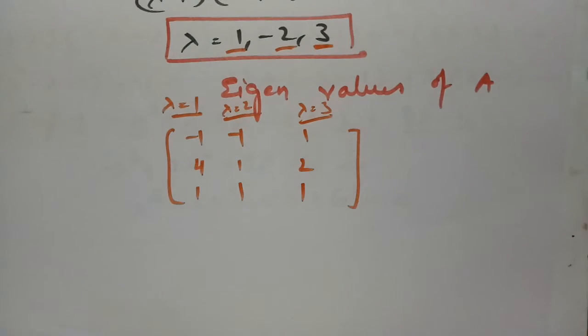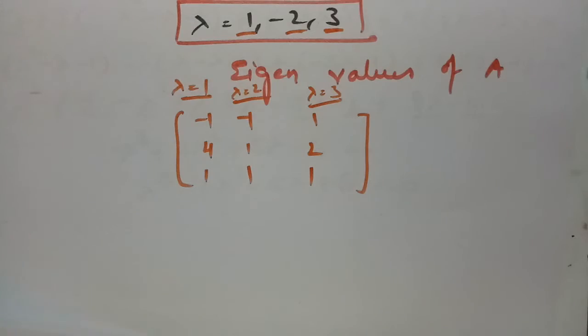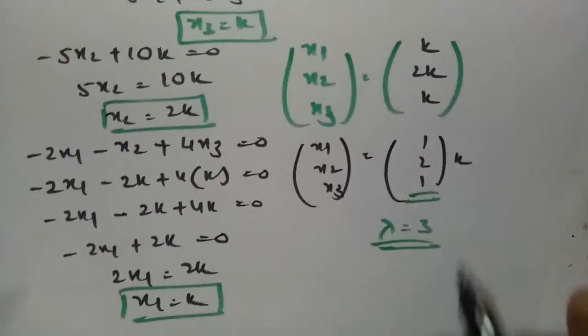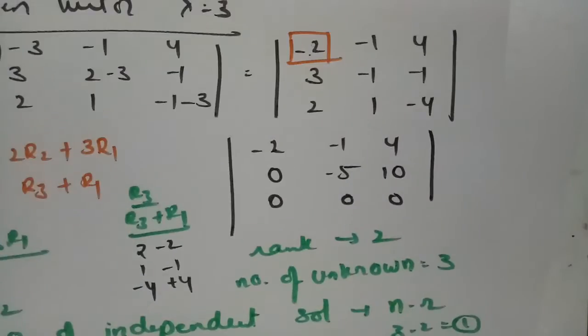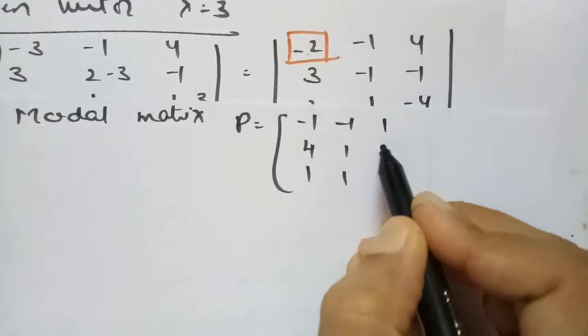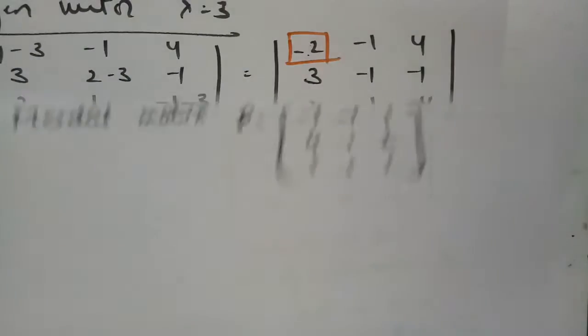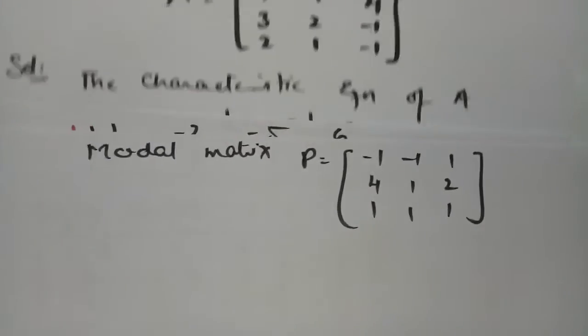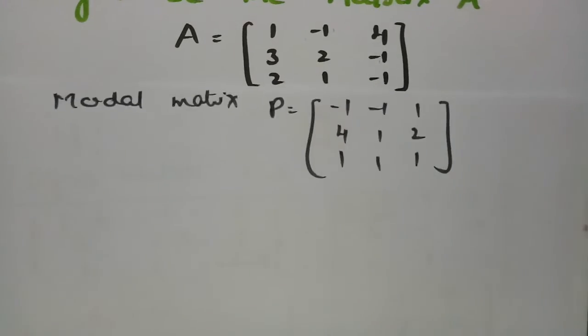And for lambda equal to 3, which I have just done, this is 1, 2, 1. So this is the model matrix. And after finding the model matrix, we have to find the P inverse.